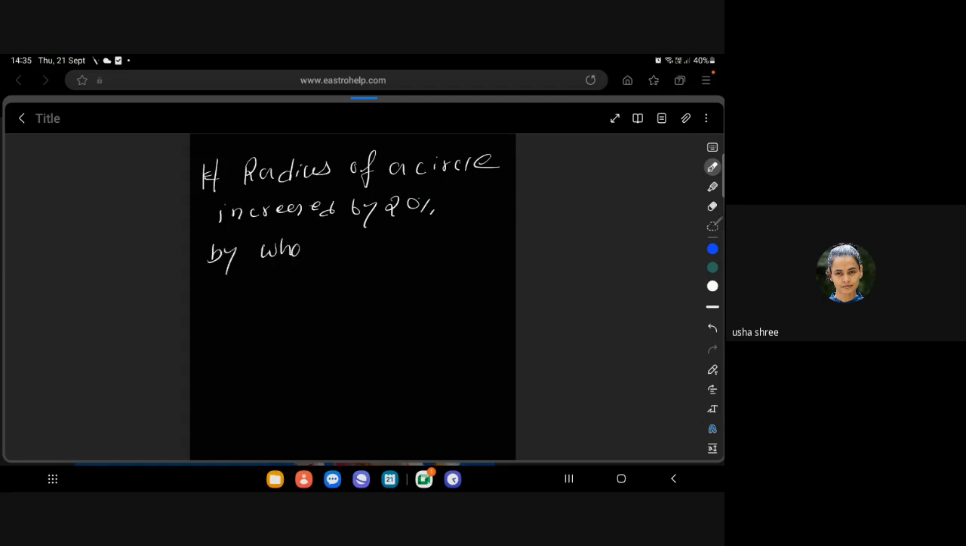And another problem. Suppose the radius of a circle is increased by 20%. By what percent does the area increase?